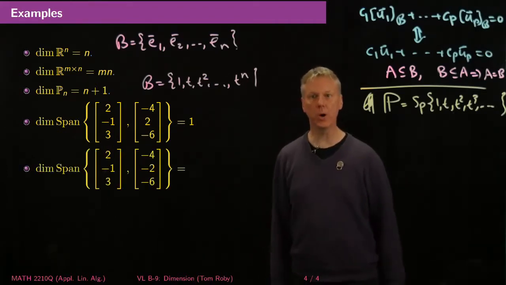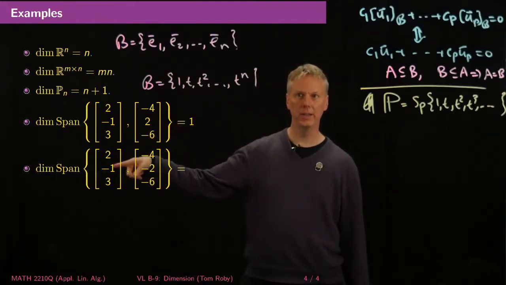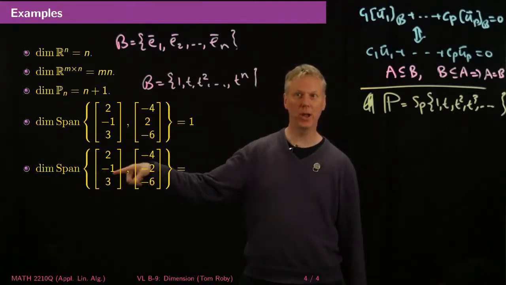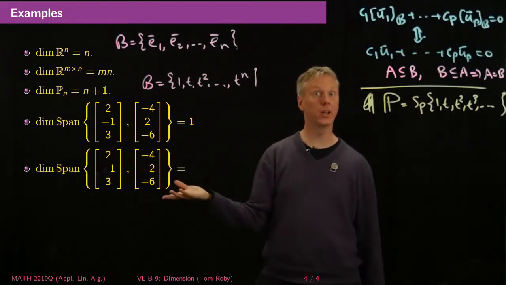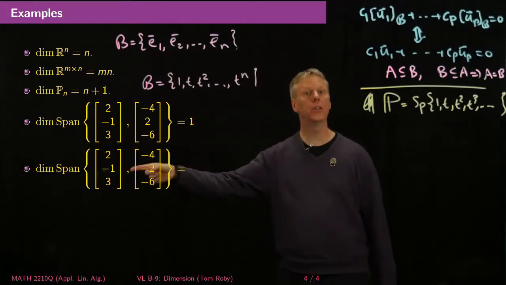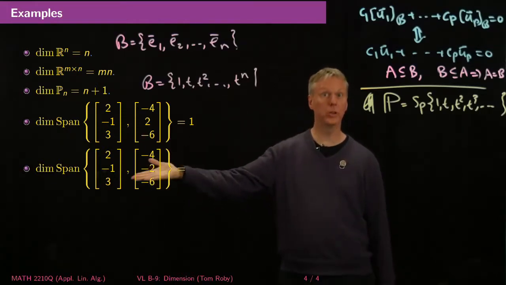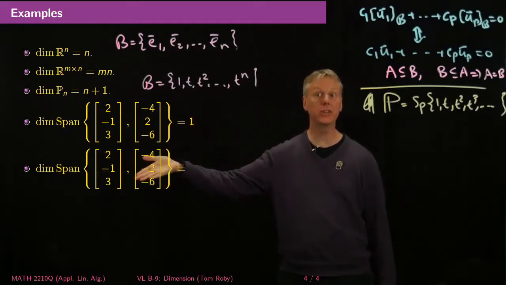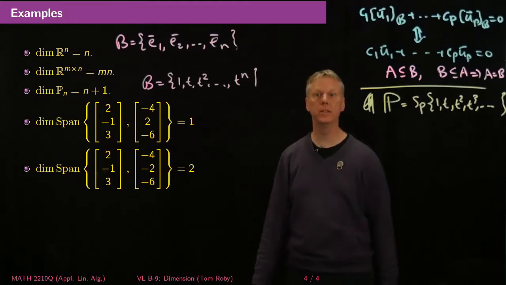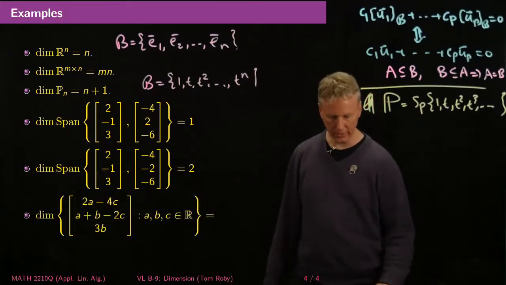All right, how about this one? Well, from this one you see that this is clearly not -2 times this, because it would be that in the first and third coordinates, but it's not in the second coordinate. So therefore, neither one of these is a multiple of the other, and therefore they're linearly independent. These were linearly dependent. These are linearly independent, so this is actually a basis for its span, which means that it's two-dimensional.